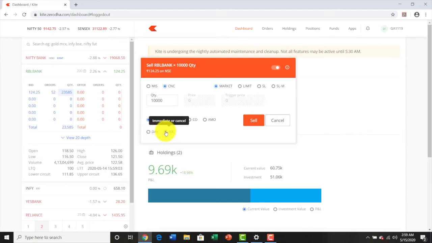Nothing changes there. But when I press IOC, because IOC orders need to be fulfilled immediately, I cannot have the option of disclosed quantity here.